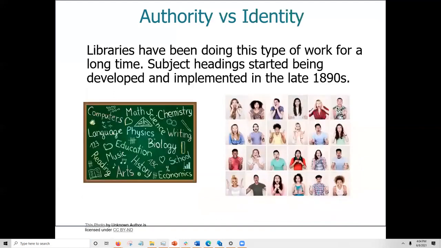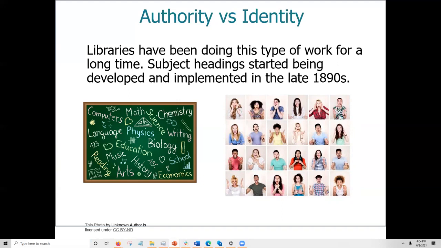So what's the difference between authority and identity? Well, I've just alluded to it. In terms of cataloging, authority includes subject headings, so those controlled vocabularies, as well as identity management. Identity management, of course, would just be identities. It wouldn't include those controlled vocabularies.